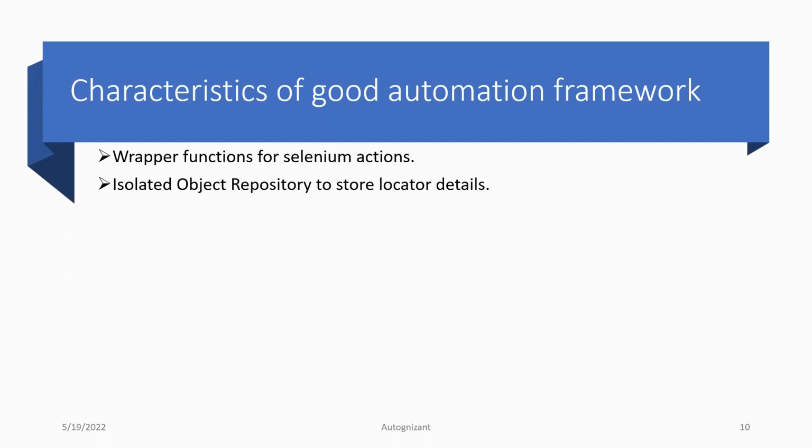We can just go to the object repository file and update the locator details there. That is one advantage. With the help of object repository, we can give meaningful names to our locators and web elements, and we will use them in our test script. So our test scripts will become more readable, right?